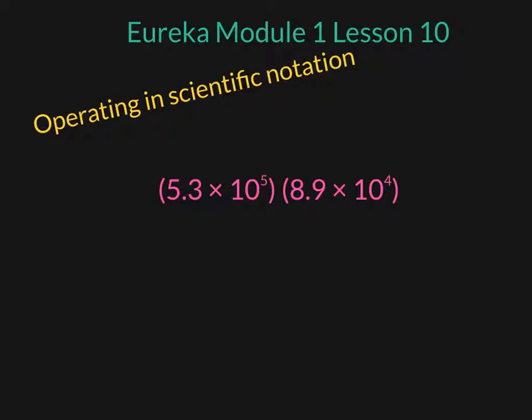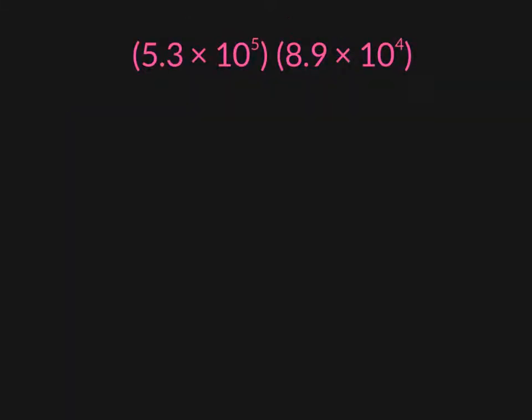This video is for Eureka Module 1 Lesson 10, where we are operating in scientific notation. In this lesson, we are going to be multiplying numbers written in scientific notation and dividing numbers in scientific notation. Looking at this first problem, I can see that it is a multiplication problem. So I'm going to multiply and then use my product rule to add the exponents. I'm going to start there.